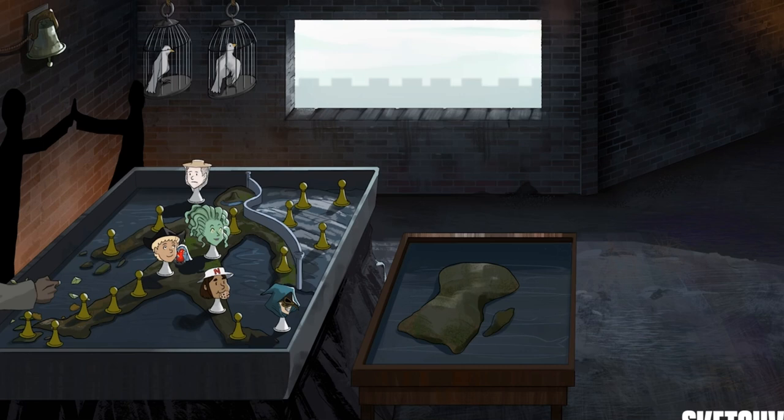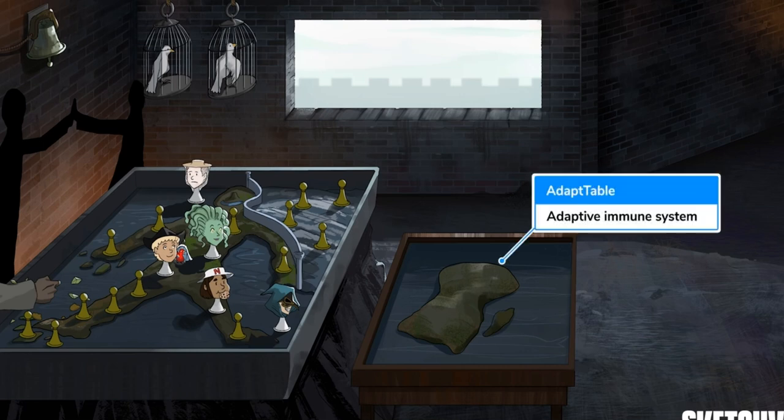But for now, let's move on to the innate immune system's wilier sibling, the adaptive immune system. It takes a little more time for the adaptive immune system to grease its wheels and get going, but when it does, it's a bug-killing machine. What the innate immune system lacks in specificity, the adaptive immune system makes up for in spades.